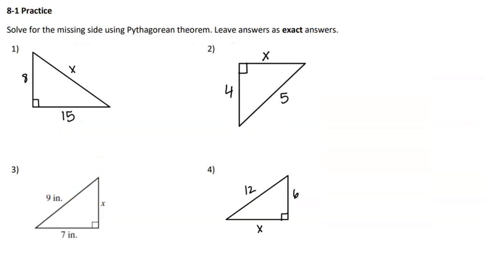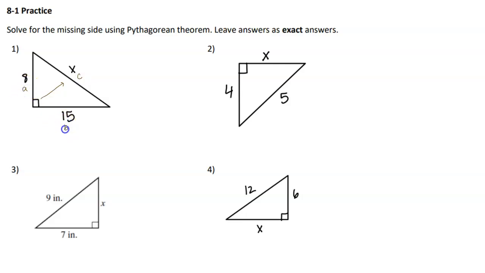The 8-1 practice is here, and I'm going to do just the first one, and then I encourage you to try the others, pause the video, and then restart so that you can check your work. So if I do this first one, I'm going to make sure to label X as the C side of the triangle because that is the hypotenuse.